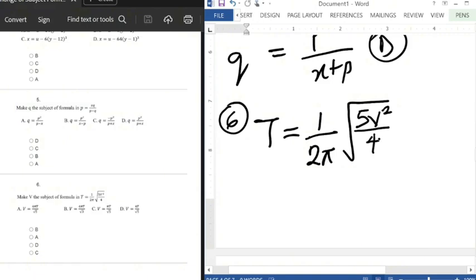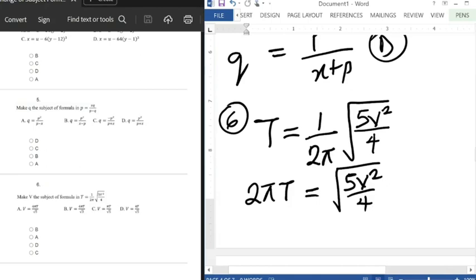So here, what we expect to do is the same thing. This is a fraction. So this we multiply it. We multiply both sides by 2 pi. So thereby this we cancel. So we then have 2 pi T equals square root of 5V squared all over 4.